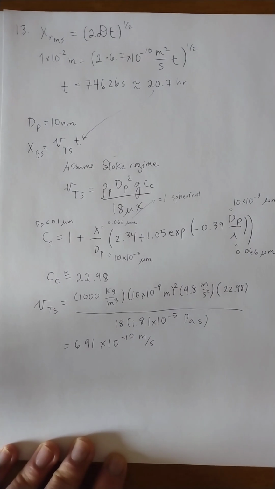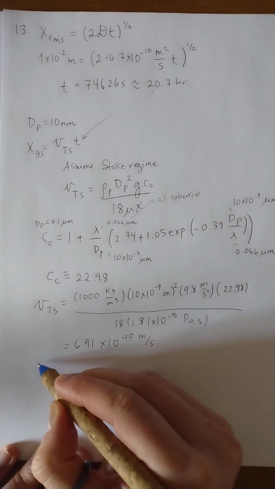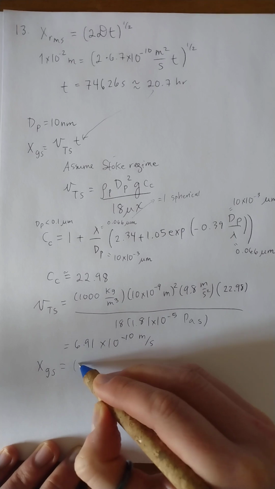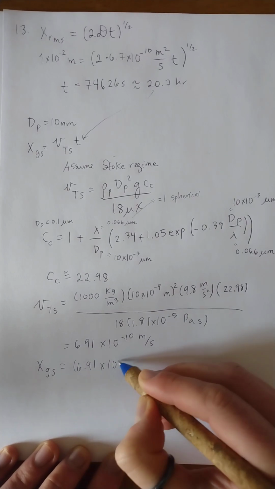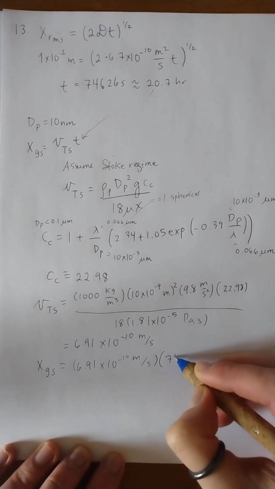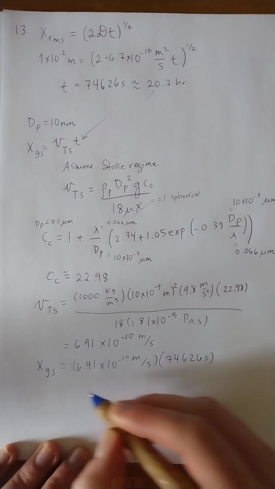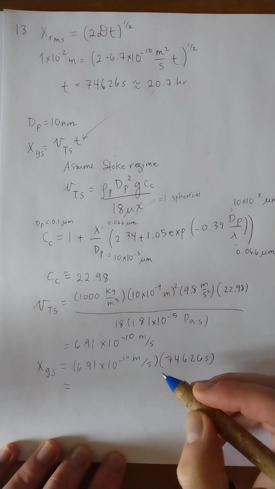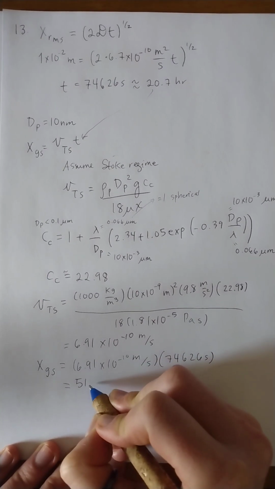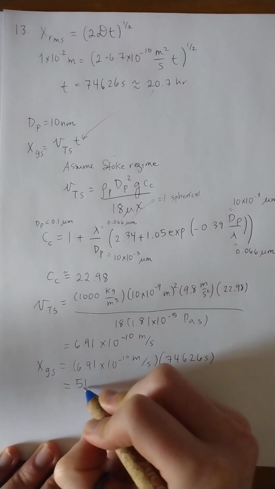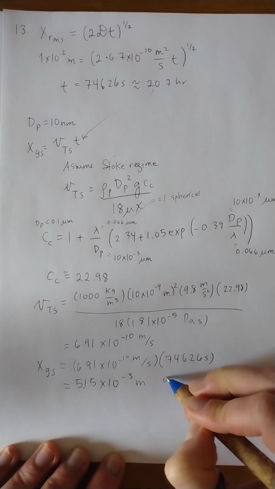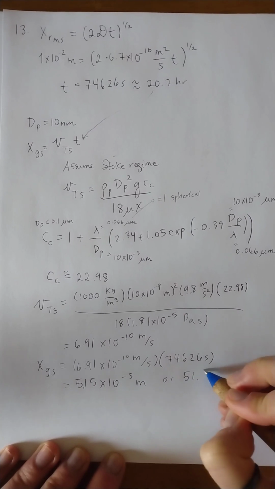Very small. So the last step to calculate the displacement due to this settling is just to multiply that velocity by the time scale that we calculated up above, that 20.7 hours. And when we do that, we still get a displacement that's fairly small: 5.15 times 10 to the minus 5 meters, or about 51.5 microns.